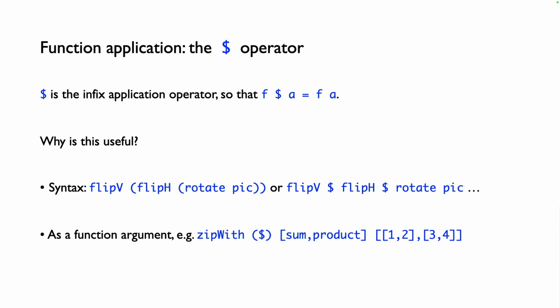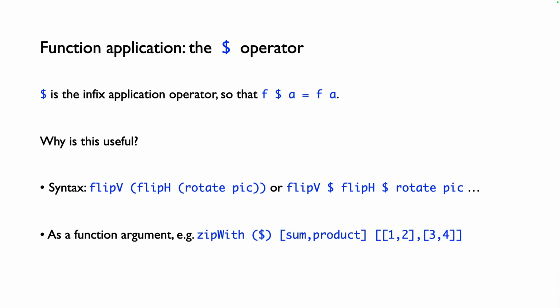It's also useful because we might actually want to think of dollar as being a value in its own right. So here's an example where I have applied the function dollar. I've used it in a zip with, and what that means is that for each corresponding pair, dollar is applied to the two arguments. So dollar of sum and 1, 2 will give us the result 3. Dollar applied to product and 3, 4 will give us the result 12.